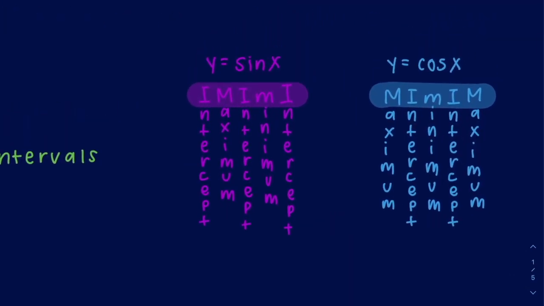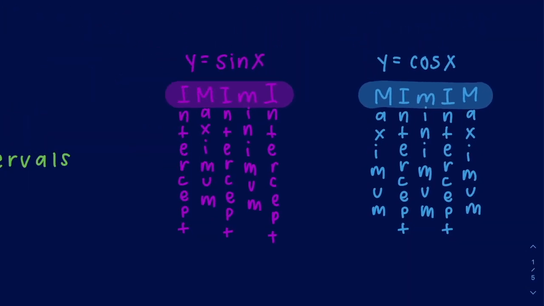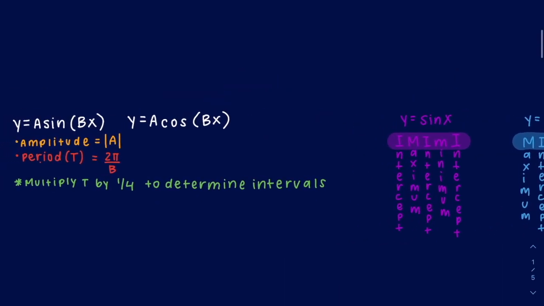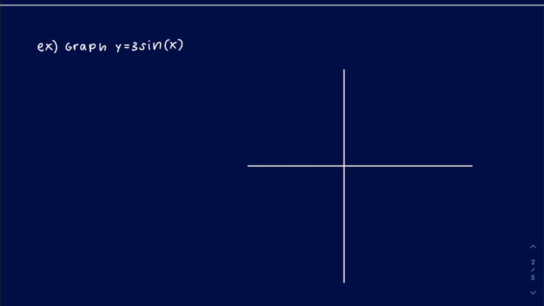Now, before we move on to some examples, I want to show you guys some acronyms that may help you memorize this a little bit better. So, for sine function, we have the acronym IMImI, which stands for intercept, maximum, intercept, minimum, intercept. And then for cosine function, we have the acronym MImIM, which stands for maximum, intercept, minimum, intercept, maximum. Now, you'll see how we'll apply this to our examples later on. Okay, let's move on to our first example.